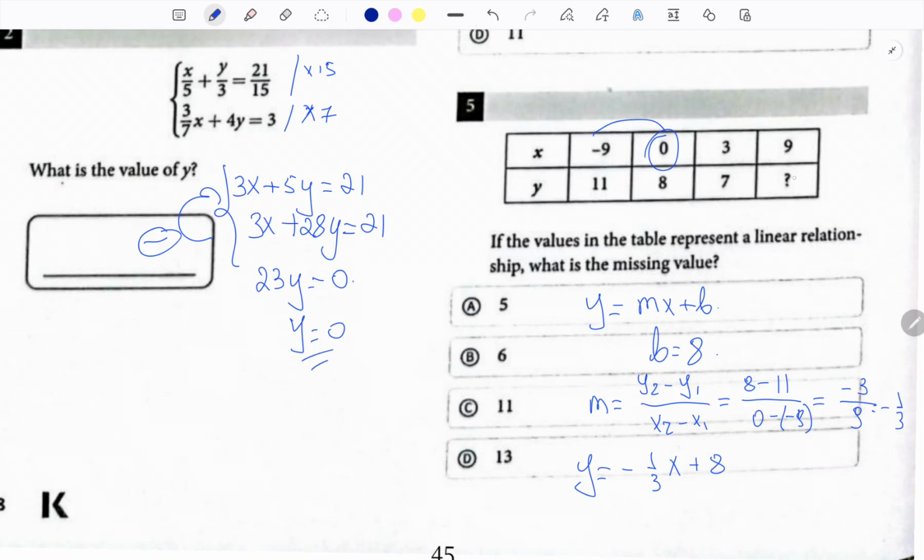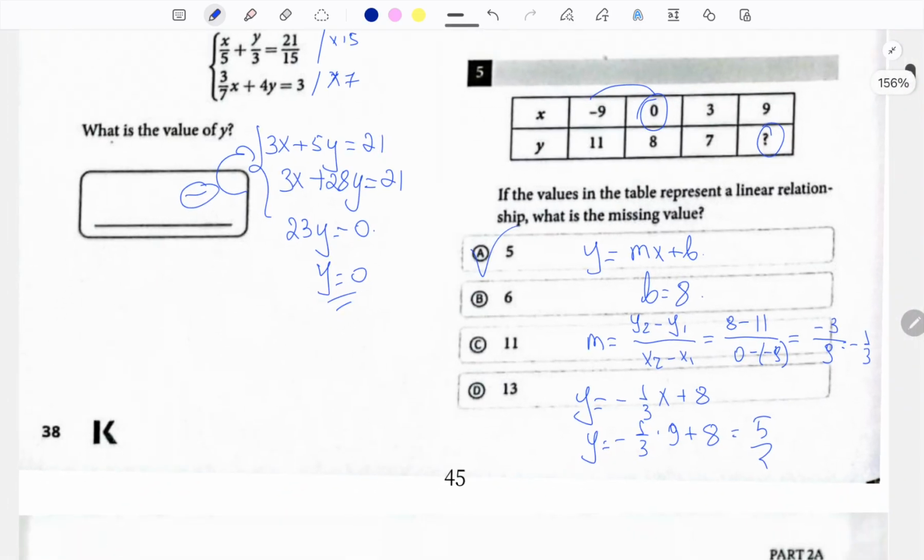So if we look at the table again, the missing value will be equivalent to negative 1 over 3 times 9 plus 8. That's equal to 5. So the correct answer is A.